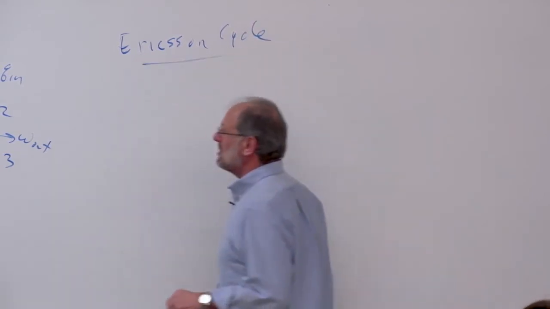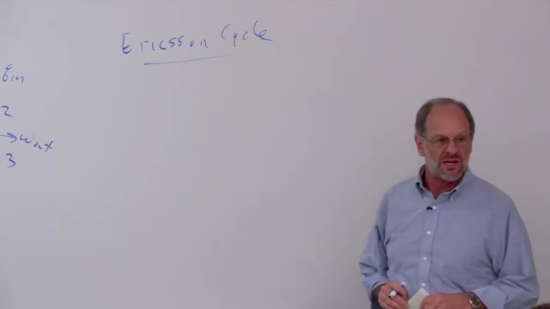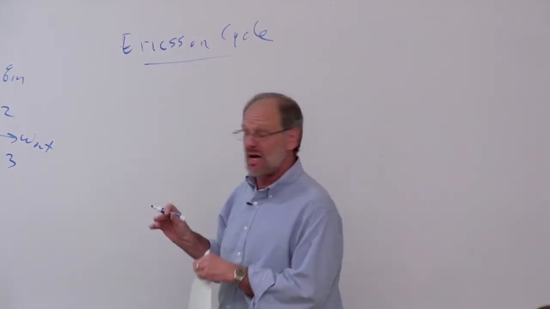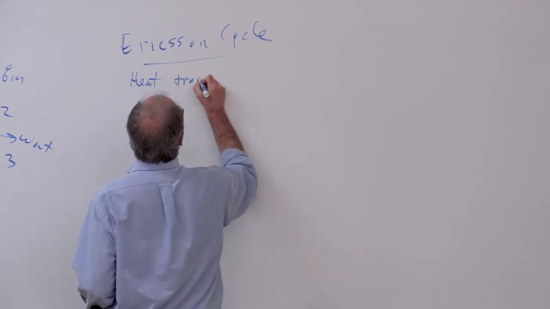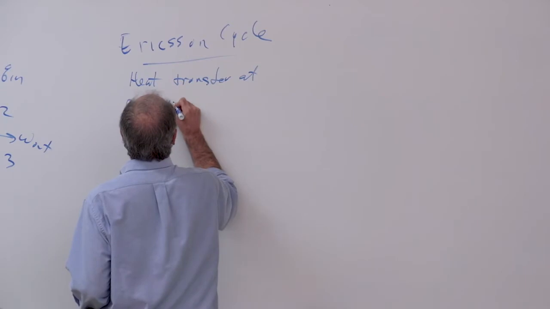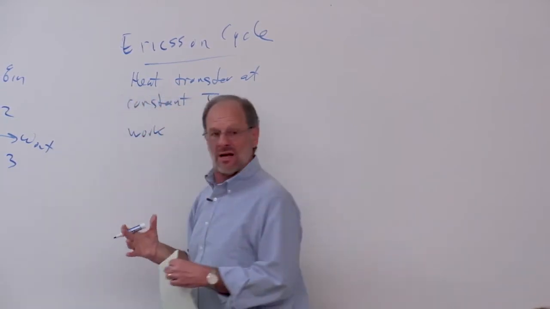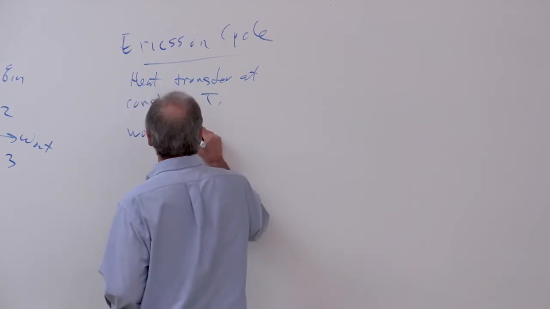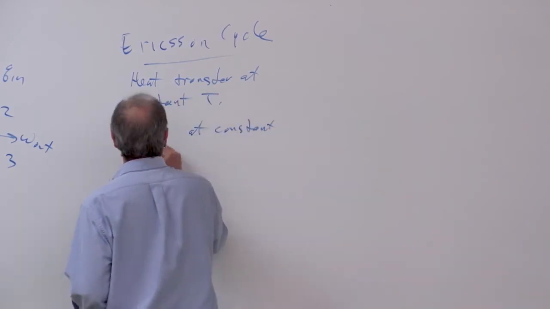Okay. So really the big difference between the Stirling and the Ericsson is the way the work is done. The heat transfer is still done at constant temperature. But the work is done at constant pressure.